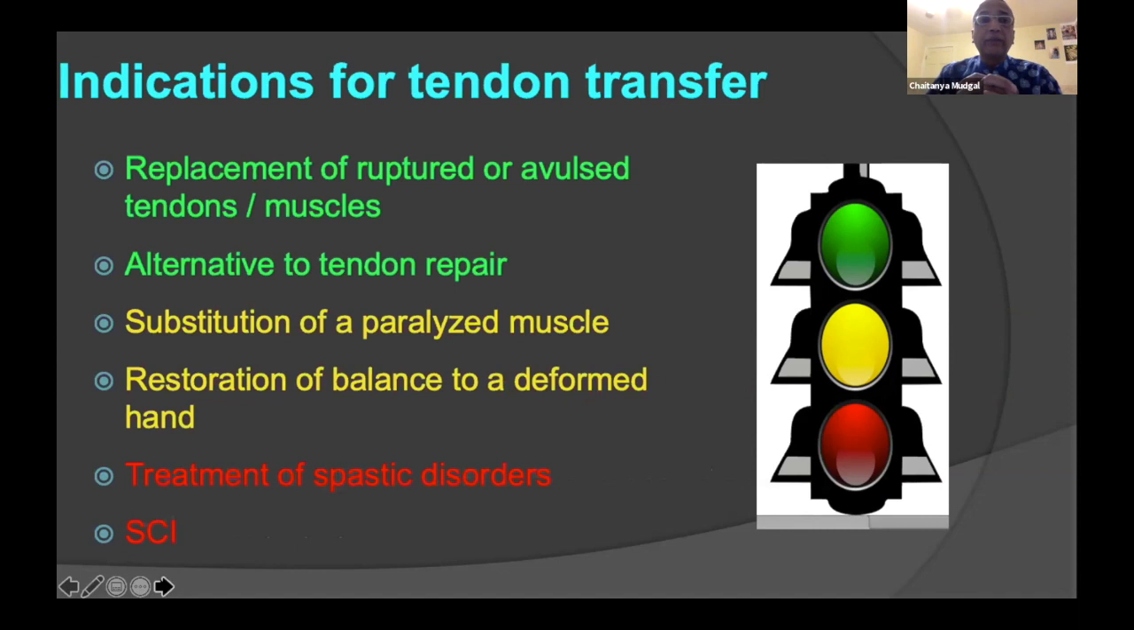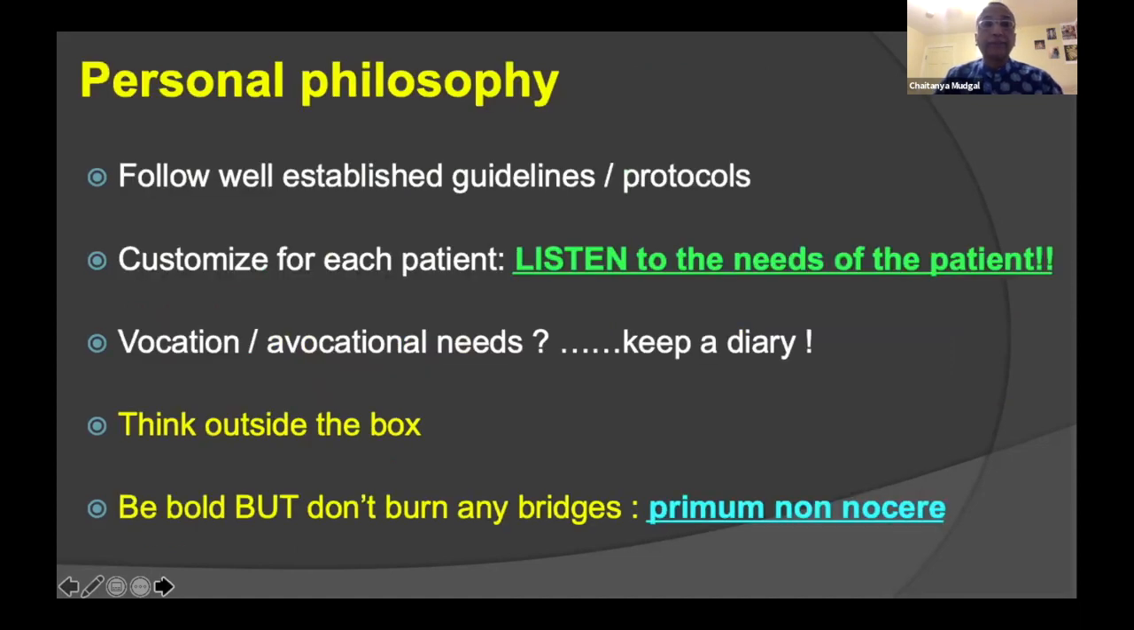Where the green zone is where you replace tendons which are ruptured or avulsed. And it is an alternate to tendon repair. And these are some of the easiest injuries to take care of. In the amber zone, you replace a paralyzed muscle, and you restore balance to a deformed hand, because restoration of balance is one of the prime goals of tendon transfers. And finally, the red zone, where you're dealing with spastic disorders or spinal cord injuries.